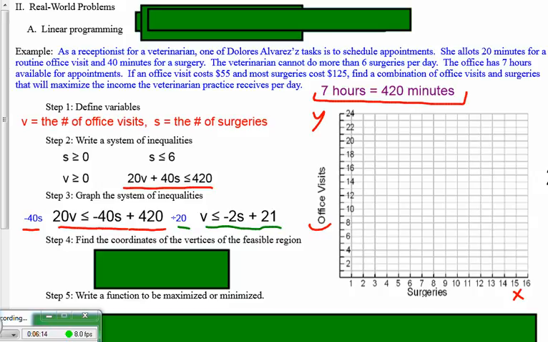We'll start with this one that we were just looking at. We'll plot our point right at 21. And again, that's to say, if we didn't do any surgeries, then we'd spend all our time in the day just doing office visits, and 21 would be our maximum. That would be at that point there. Now, moving along the line from there, if our slope is negative 2, I have to go down 2 over 1, down 2 over 1, and so on.